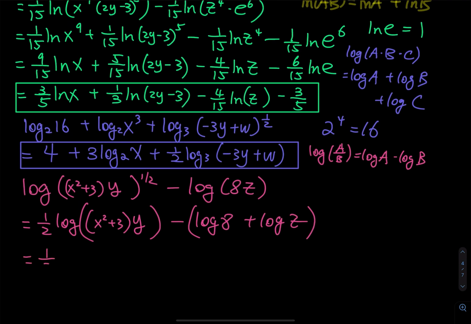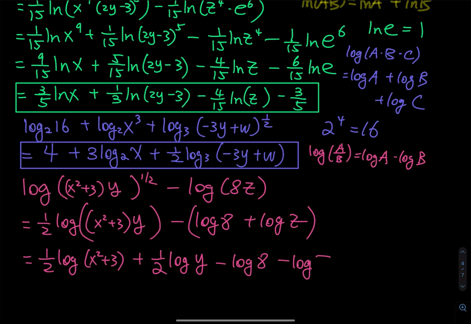And then here we have 1/2 log of x squared plus 3. Nothing else can be done after this. And then plus 1/2 log of y. Nothing else can be simplified. And then this is done, minus log of A, and then minus log of Z. Yep, there you go.